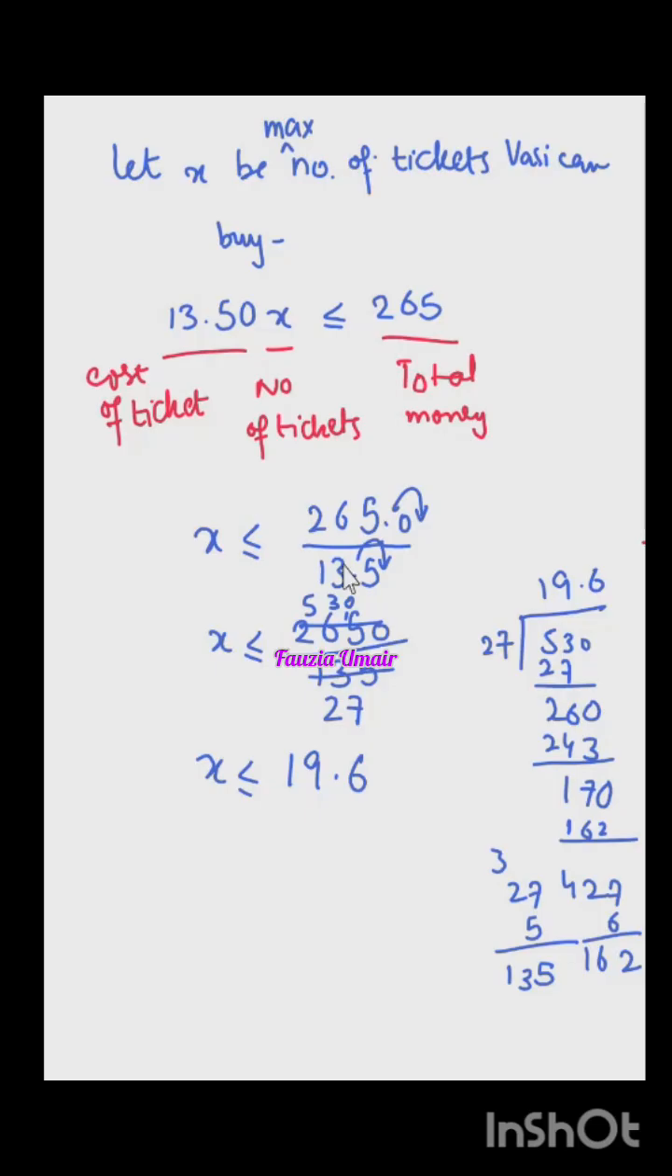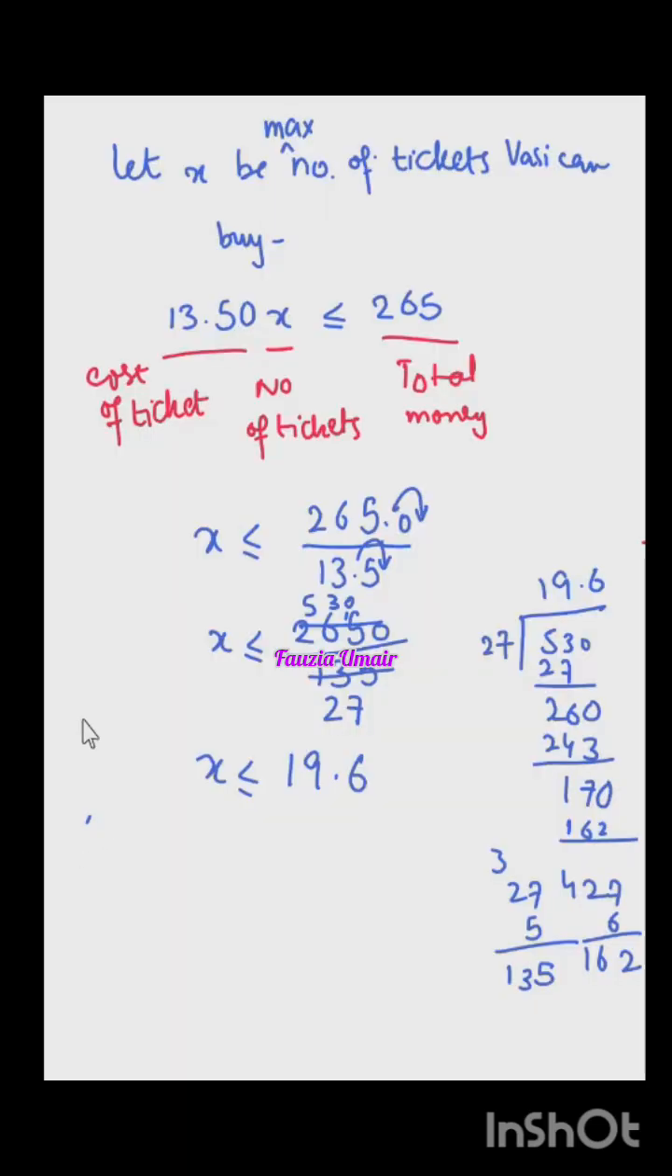So Kinza, are you able to understand what we have done up till now? Yes, miss. So Vasi can buy less than 19.6 tickets with the money he's having. It means that he can buy 8 tickets, 10 tickets, or 2 tickets, but the maximum number of tickets he can buy is 19.6. Now tickets cannot be in decimal. That does not make sense. So we will say that the maximum number of tickets is 20.